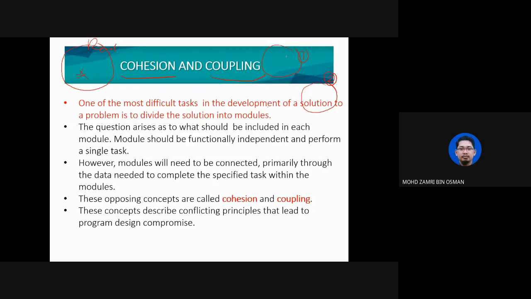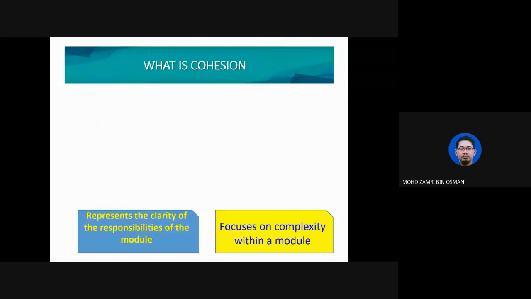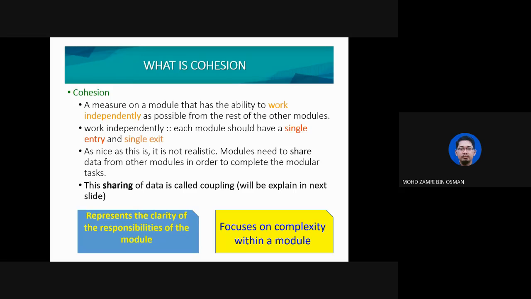So these two modules, read and calculate here, have connectivity. For example, whenever you enter data in the read module, it can pass data to the calculate module to do the calculation. You are passing a specific task to the other module to do its job. So what is cohesion? Like I mentioned just now, it works as independently as possible within the module from the rest of the other modules. Each module should have a single entry and a single exit.